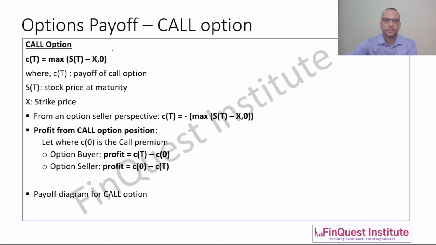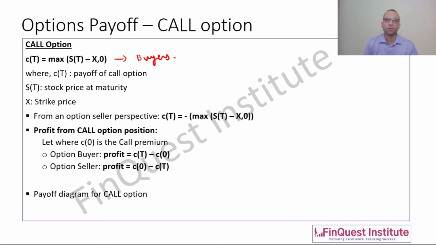Now this is from an option buyer's perspective. Now from an option seller's perspective, this is minus of max ST minus X or 0. Now to see what is the profit from a call option position, we'll understand it from both the option buyer and the option seller perspective.